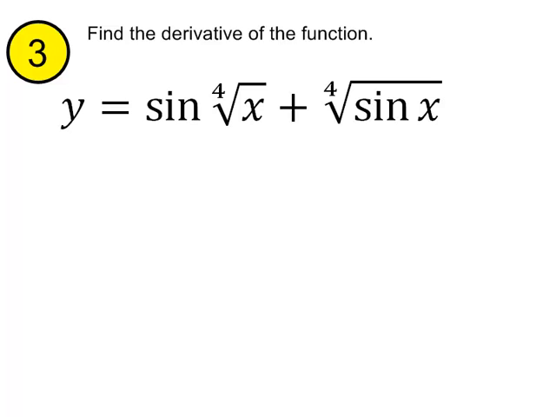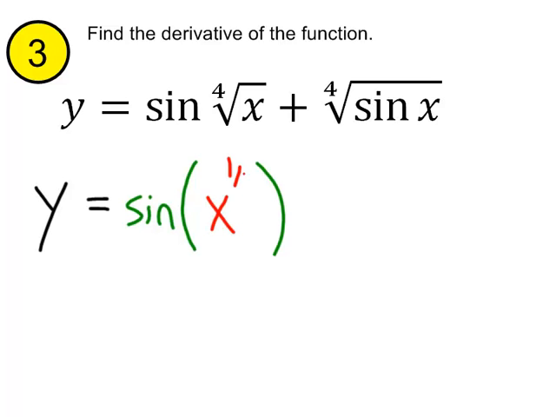Let's rewrite first. We're not doing any calculus here. Let's just rewrite this in a more calculus-friendly way, and let's ask ourselves, what is the outermost function of this first piece of the puzzle here? And that would be sine of blank, correct? Sine of blank. And what function goes inside of that? Well, just x to the 1/4 power. That's our fourth root of x. So this is not a chain rule within a chain rule. But let's go on here.